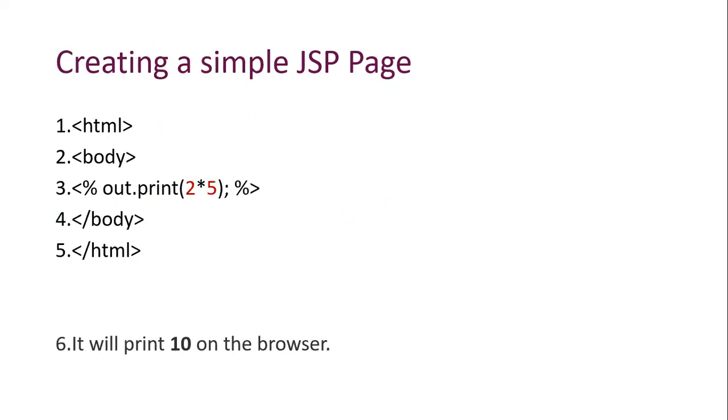Creating a simple JSP page. If you want to create a simple JSP page, it's very simple because a JSP page also supports HTML tags. So we can just start writing like an HTML body. After that, we can write out.print 2*5. It will show the value 10. That is the output shown on your browser. And here, the percentage angular bracket and percentage is also called scriptlet tag. Okay, so this is called the scriptlet tag.